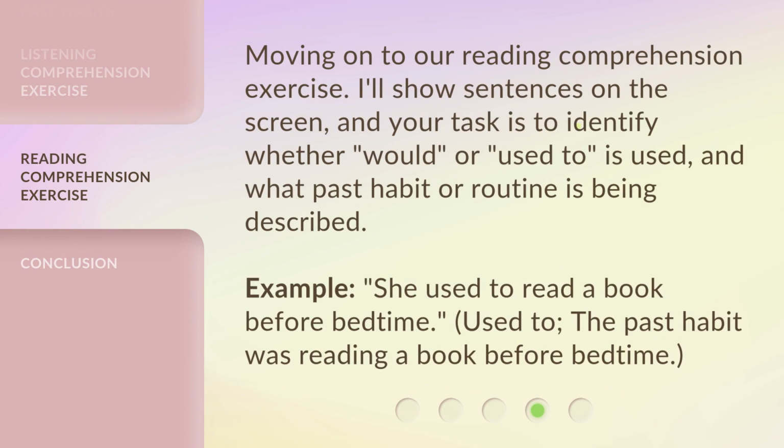Moving on to our reading comprehension exercise. I'll show sentences on the screen, and your task is to identify whether would or used to is used, and what past habit or routine is being described. Example, she used to read a book before bedtime. Used to, the past habit was reading a book before bedtime.